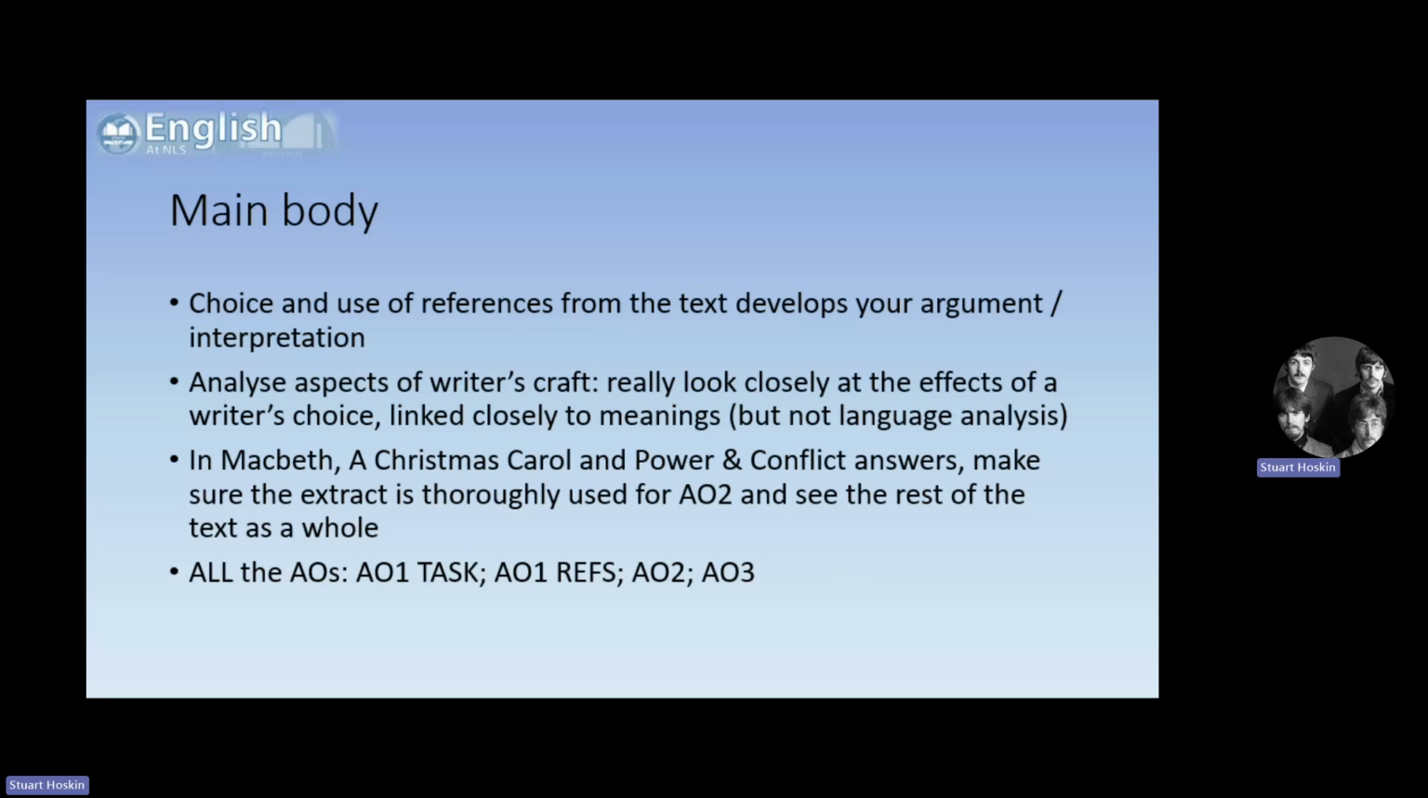And of course, the other thing we're looking for is all of the AOs being done. Remember, as we said the other week, AO3 is not about bringing in loads of exterior context. It's about addressing the idea that's in the question. So that's what we're looking for. As I say, control of the text allows you to do this, especially your choice and use of references. I mentioned Mr. Birling as an example. There are so many Mr. Birling example quotations that are really, really effective.